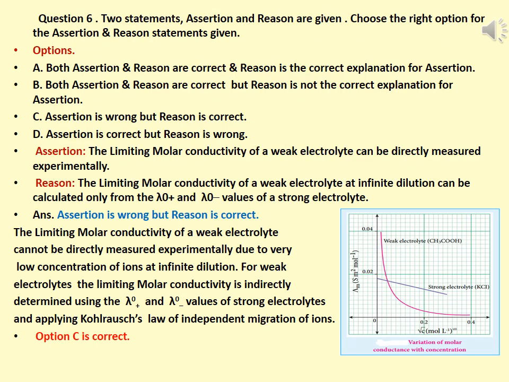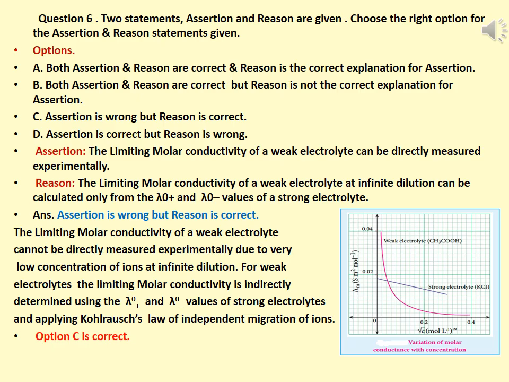Question number 6. Two statements, assertion and reason, are given. Choose the right option for the assertion and reason statements given. The options are A. Both assertion and reason are correct, and reason is the correct explanation for assertion. B. Both assertion and reason are correct, but reason is not the correct explanation for assertion. C. Assertion is wrong, but reason is correct. D. Assertion is correct, but reason is wrong.